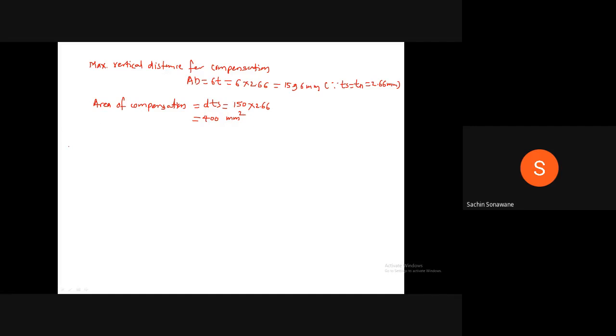Therefore, first, area of compensation provided by the head, AS is equal to D into bracket TS minus TS dash minus C, which is equal to 150 into 3 minus 2.66, which is equal to 51 mm square.